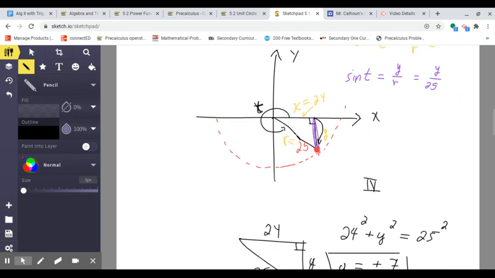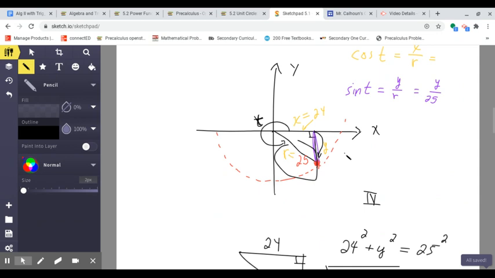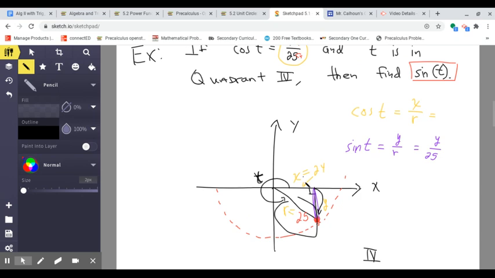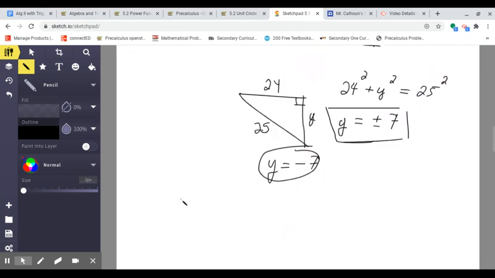And you might ask yourself, well, is the radius ever negative? Well, to that I say, does it make sense to have a negative radius on a circle? And the answer to that is no. So radius is always positive, right? The position of the angle on the xy plane helps us determine sine values. So y is negative 7.